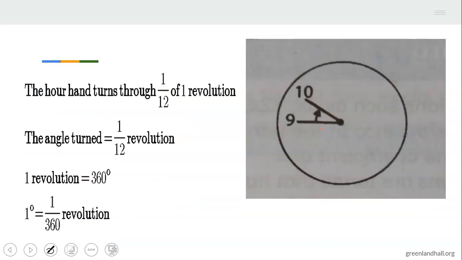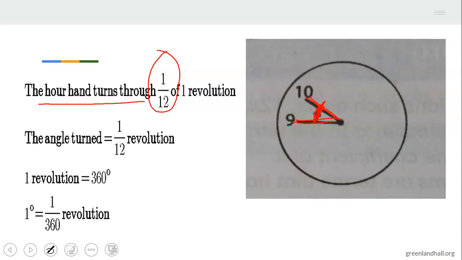Now, this is the hour hand. The hour hand moves from 9 to 10. This is the angle between the initial position and the current position. Look at the amount of turn. You can see it's so small as compared to the minute hand. Now look, the hour hand turns through 1/12 of one revolution.